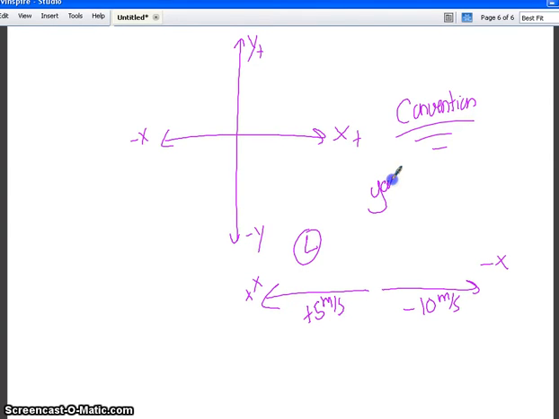You can determine the sign. You just need to be consistent.